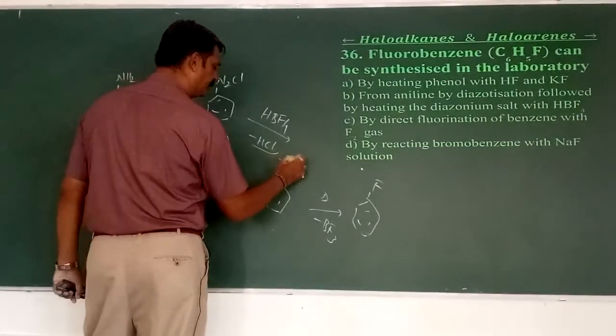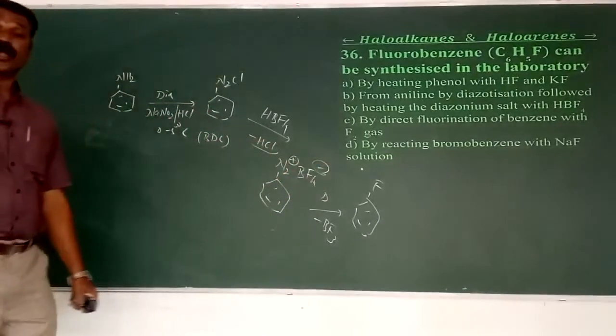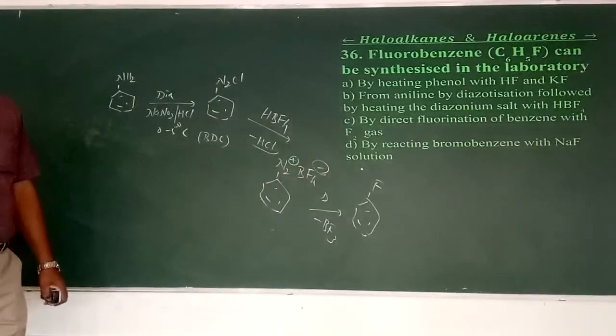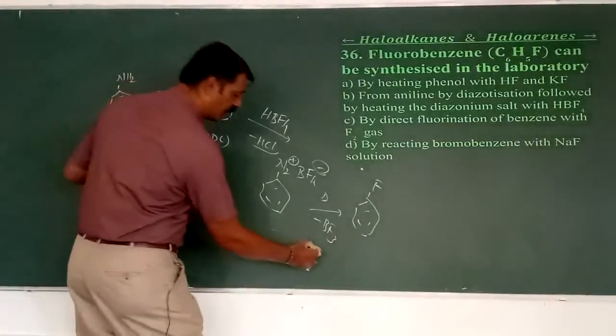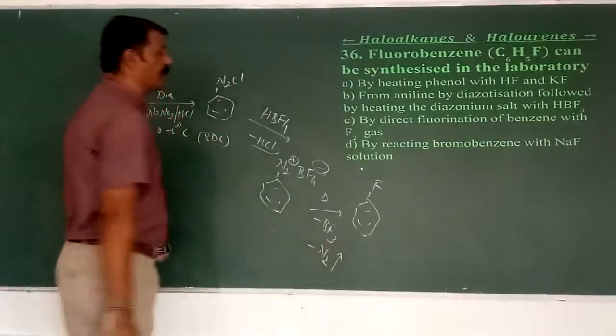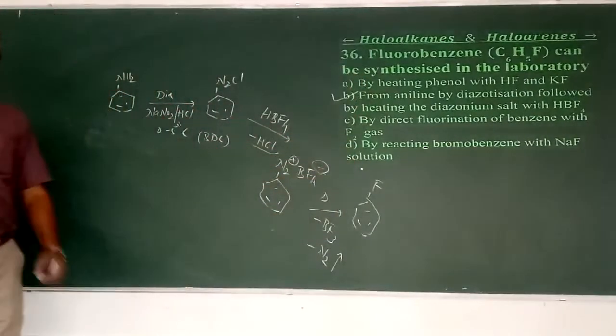C6H5N2+ BF4-. What is that called? Benzene diazonium tetrafluoroborate, which upon heating is converted into what? Fluorobenzene, along with the removal of N2 gas. So therefore it is from aniline, option B. 36 B.